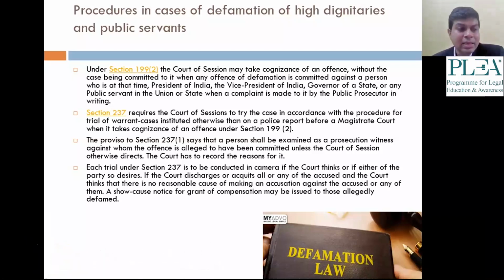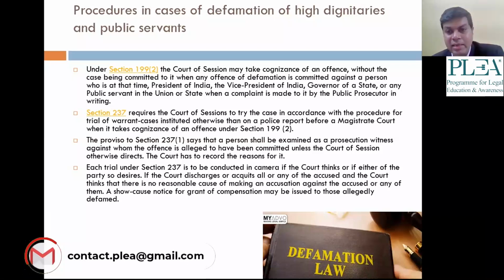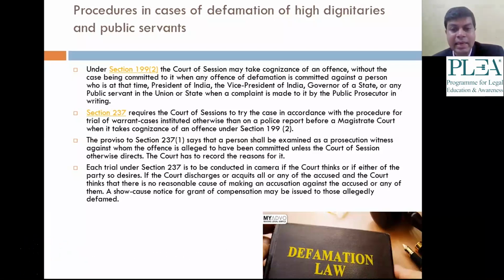So this section states that when a false case is filed against any person, then compensation can be given for causing the defamation.